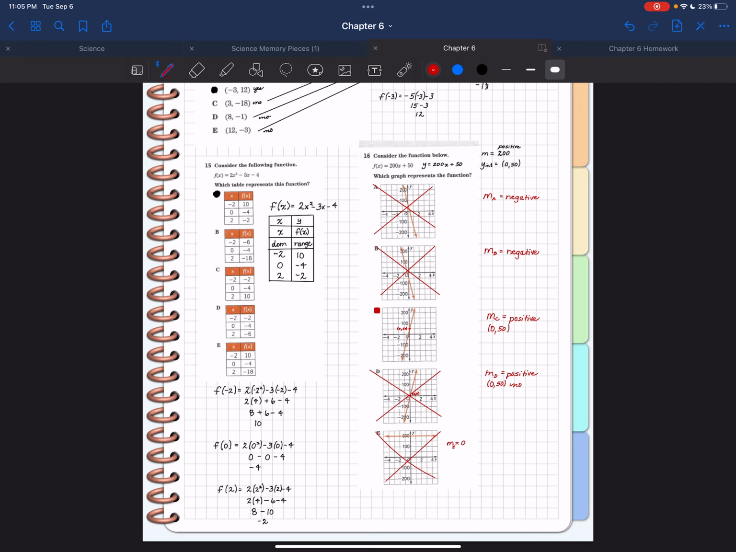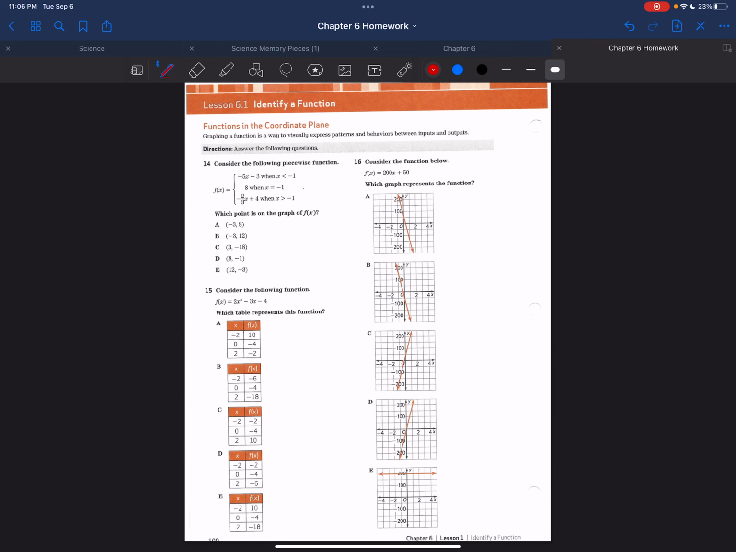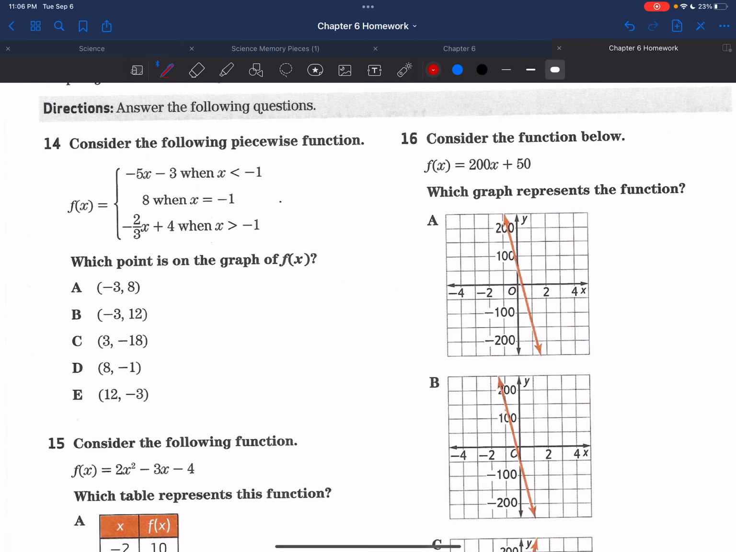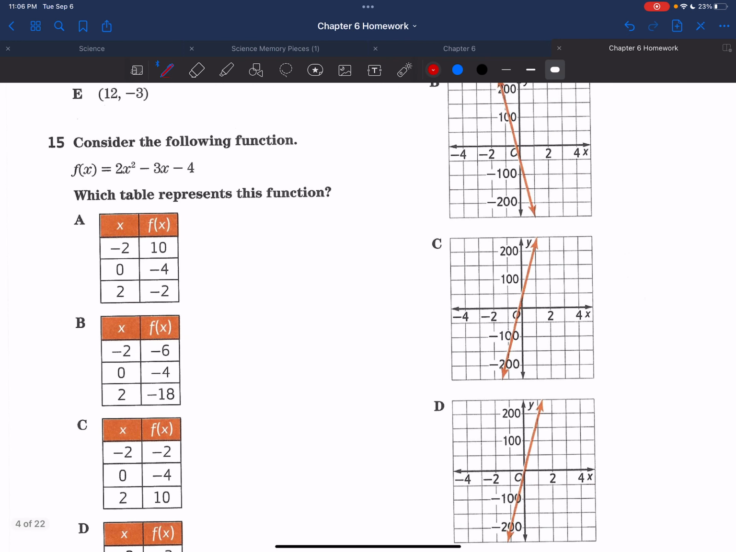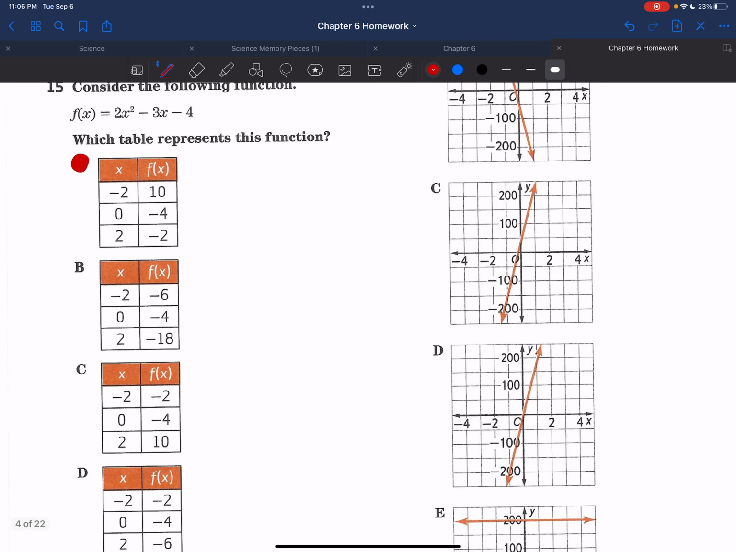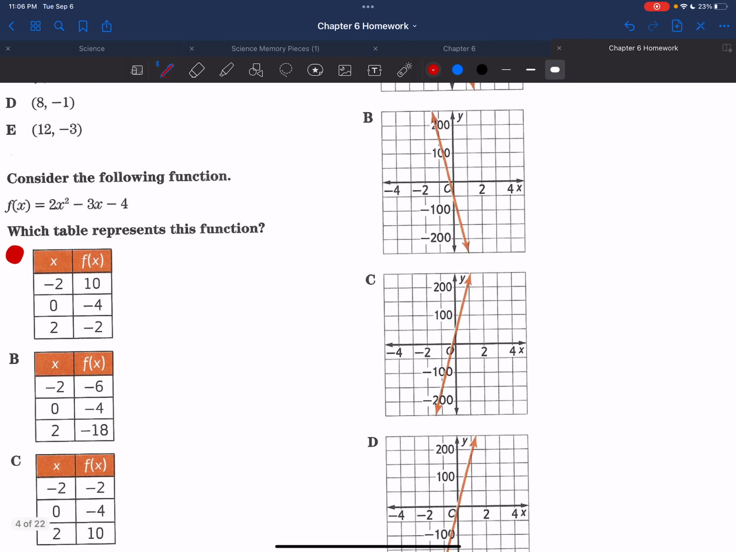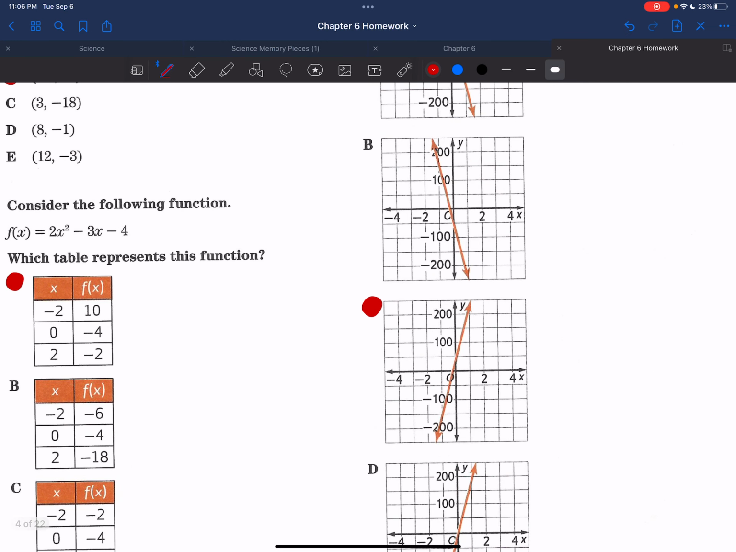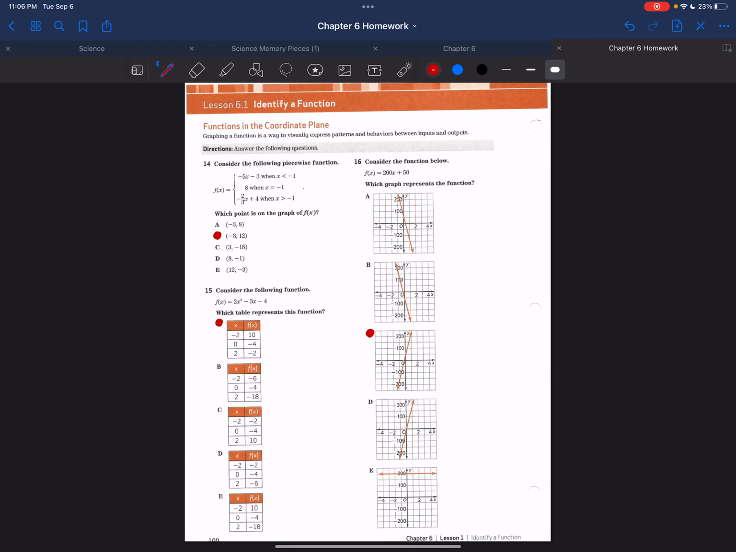And that brings us to the end of the homework for lesson 6.1. I am going to go back to my page here and just put these answers in if I can remember them. This one was B. I do remember that. This one was A. We didn't have to go far. And then this one is C. Just in case you are following along that way.